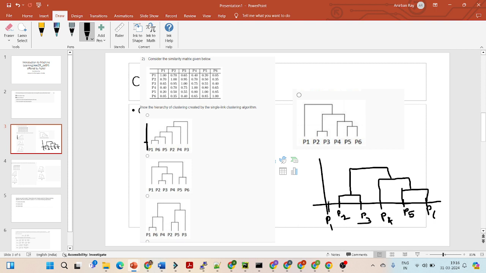So a larger height. And that is P1 and P2. And P4 and P2 are already connected, right? P4 and P2 are already connected. So this is the only one that can happen. So we've got the answer D.